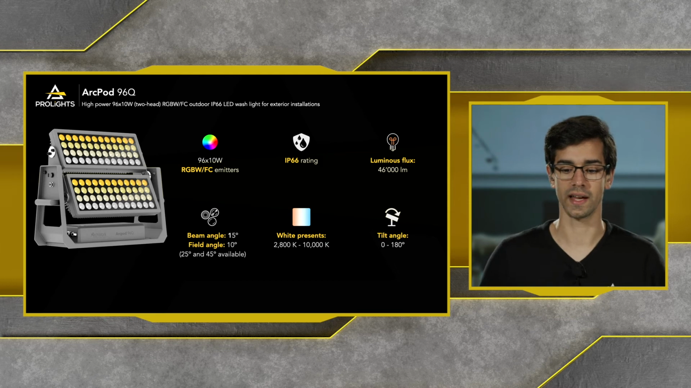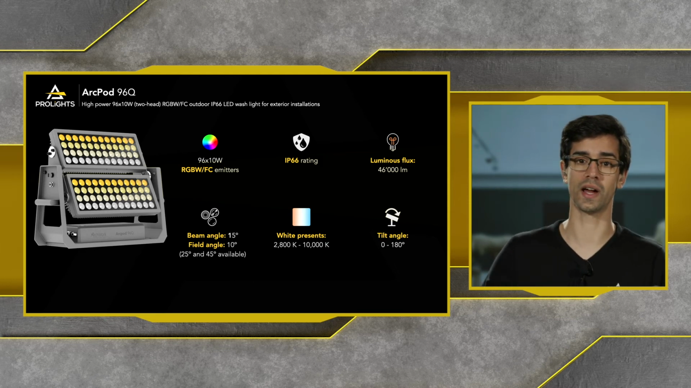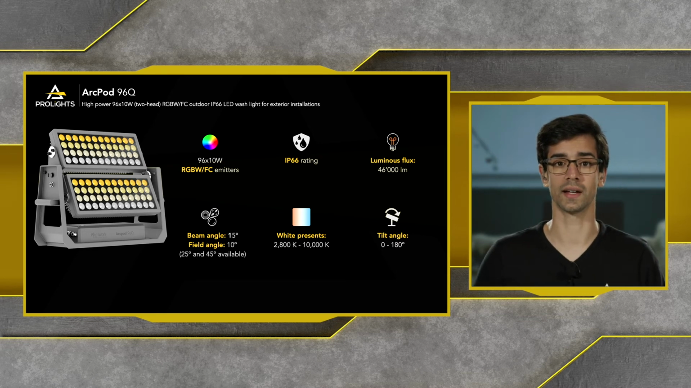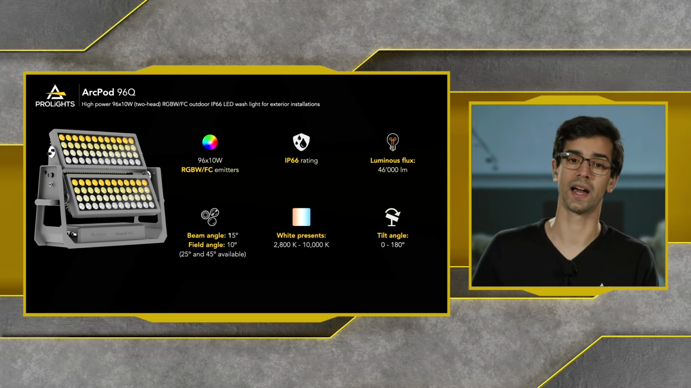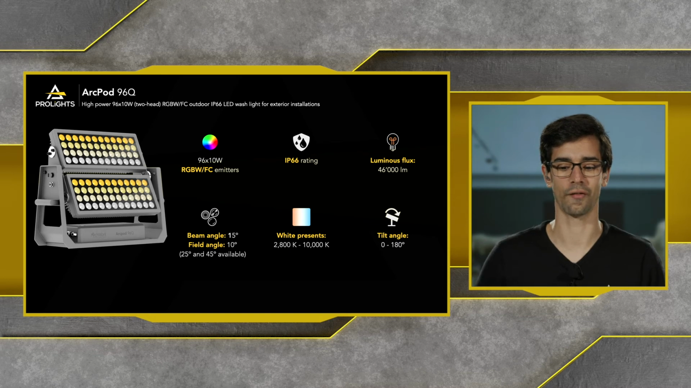The tilt angle, as we can see here, also varies from the previous unit, so we can do a full 180 degree tilt angle on these units with the two heads, and we can have different angles on each head as well, and shape it depending on the objects that we have.